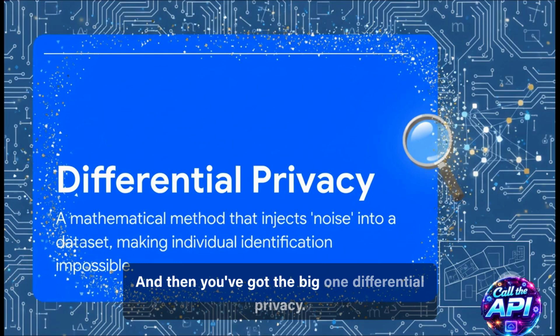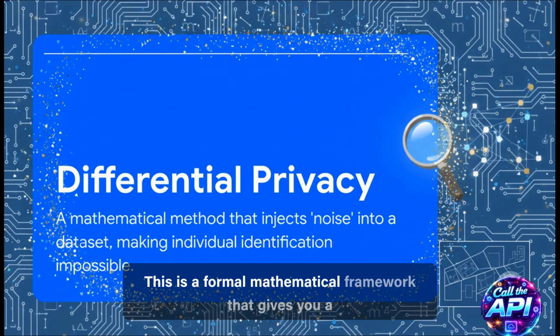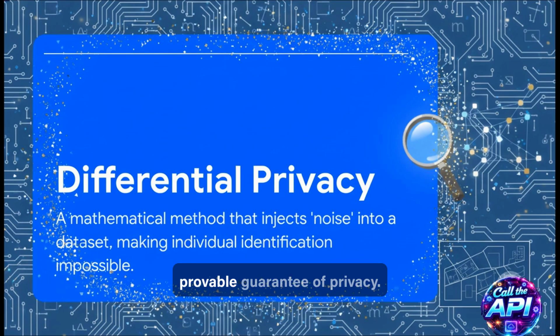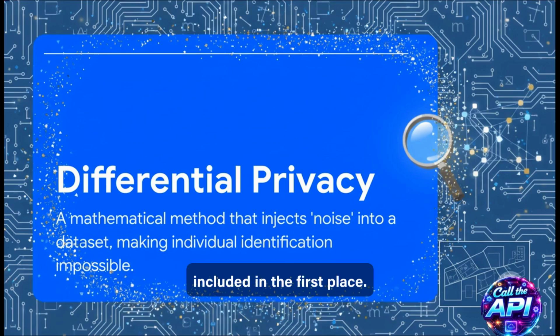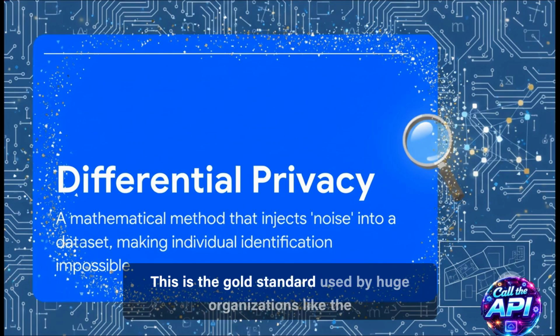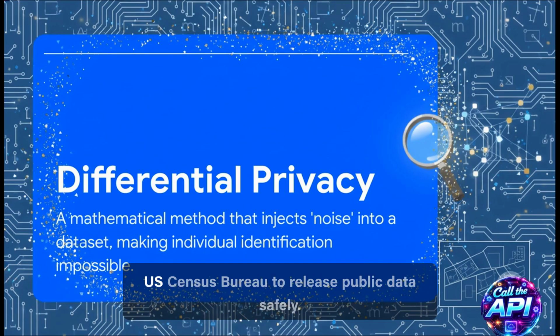And then you've got the big one, differential privacy. This is a formal mathematical framework that gives you a provable guarantee of privacy. It essentially makes sure that by looking at the final data set, you can't even tell if any single person's data was included in the first place. This is the gold standard, used by huge organizations like the US Census Bureau to release public data safely.